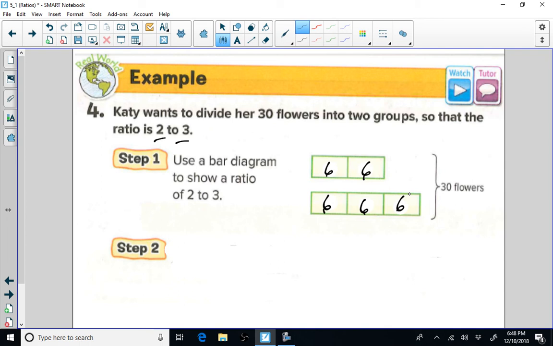The ratio is 2-3. How many of each flower would they need? One group would have to have 12 flowers because 6 plus 6 equals 12. The other group would have to have 18 flowers. So 12 to 18 would be us taking 30 flowers and dividing it in a ratio of 2-3. All right, let's continue with some tape diagram problems.